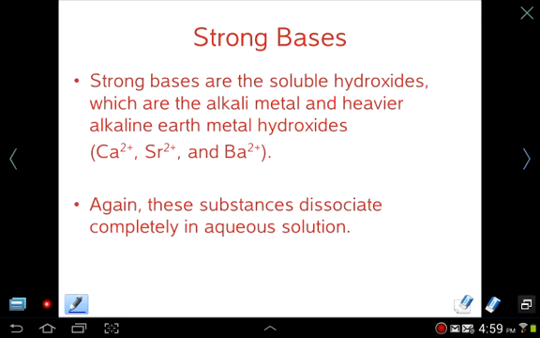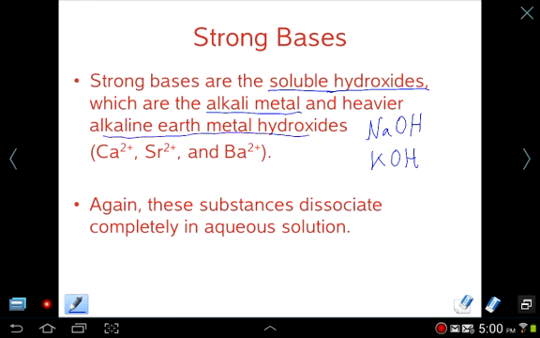Likewise for the strong bases, most of the strong bases are your soluble hydroxides. So the alkali metal hydroxides like sodium hydroxide, the famous strong base, potassium hydroxide, and so forth, and then including the alkaline earth metal hydroxides, as long as they are soluble. In fact, these 3 are the exceptions to the solubility rules of hydroxides.